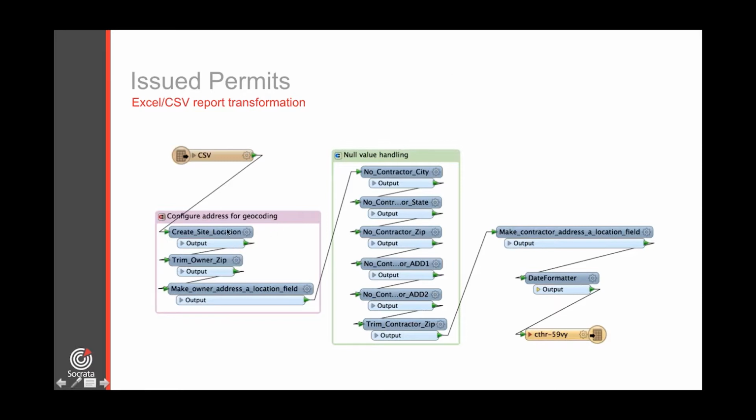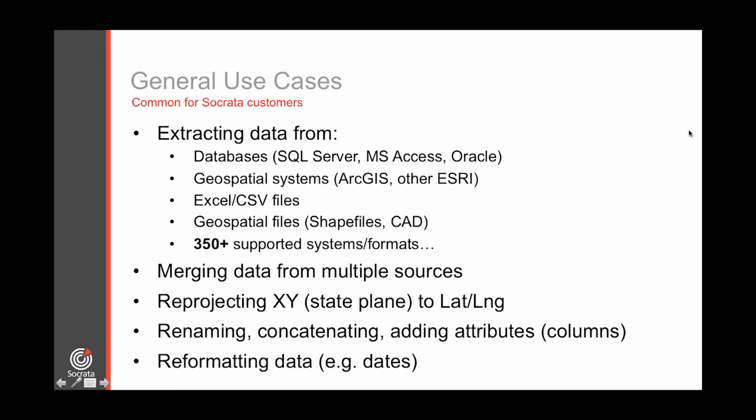So it's also doing some configuration of the address for geocoding, such as trimming out some zip codes, and also handling some null values in various ways, and then some date formatting and writing to Socrata.